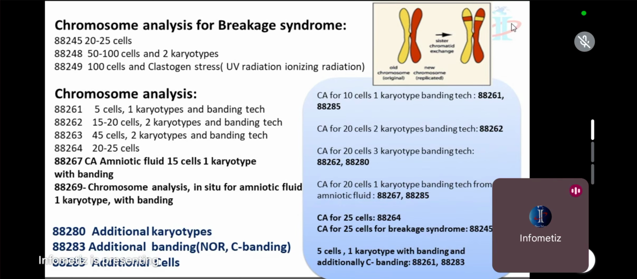Okay, now suppose I am asking you a question for normal chromosomal analysis, not for amniotic fluid. Normal chromosomal analysis is 88261.